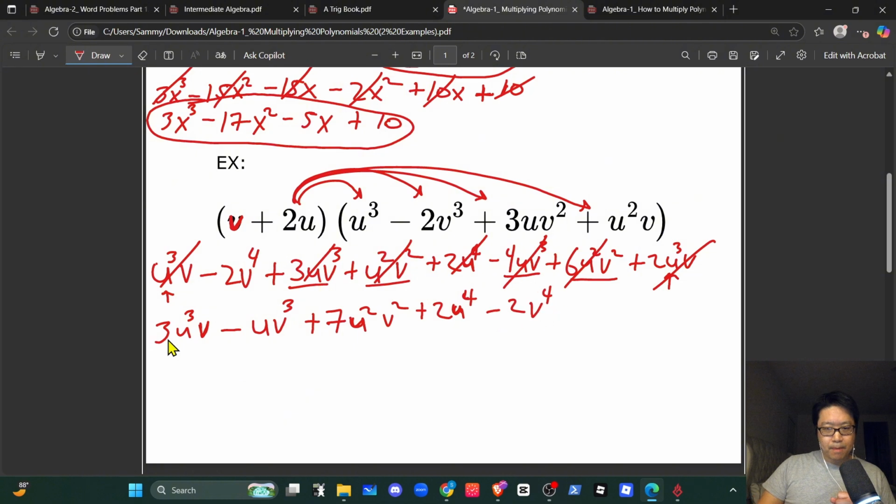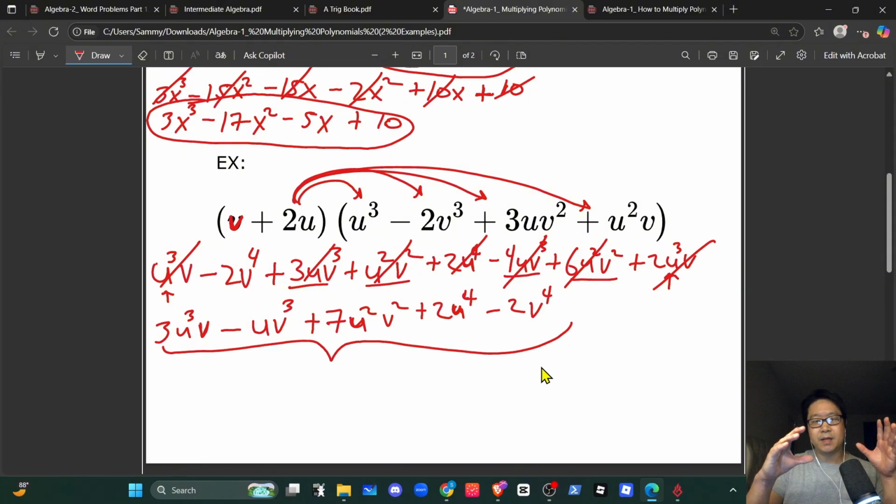Now, this is, I believe, the correct answer. However, your teachers most likely want you to have your answers in decreasing order. So what you're going to do is pick a variable, either u or v, and rewrite this in decreasing order, meaning from biggest to smallest. I'm going to pick u since u comes before v, and I'm going to reorder it from largest to smallest.